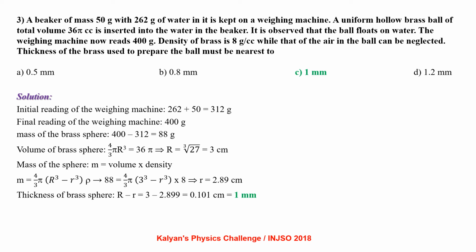Initial reading of the weighing machine 262 plus 50, that is 312 gram. Final reading of the weighing machine is 400 gram. Mass of the brass sphere, so 400 minus 312, that is 88. Volume of the brass sphere is 4/3 pi r cube equal to 36 pi, from where we get r equal to 3 centimeter. Mass of the sphere m equal to volume into density, so it is m equal to 4/3 pi (capital R cube minus small r cube) into rho, from which we have small r equal to 2.89 centimeter. So the thickness of the brass sphere will be capital R minus small r, that is almost 1 mm.